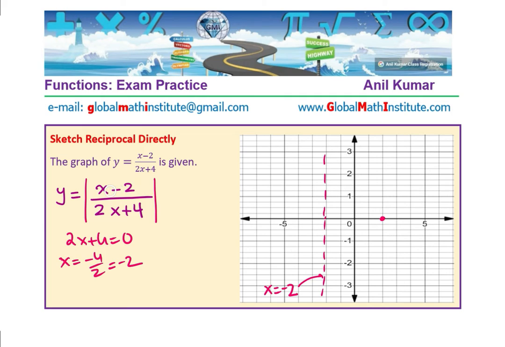Now, the y-intercept will be when x is 0. So when x is 0, the y-intercept is minus 2 by 4, which is equal to minus half. So minus half is right there, the y-intercept. The horizontal asymptote is at 1 over 2, right? Let's write down: horizontal asymptote is y equals half, correct? So that is the horizontal asymptote. So let's draw the horizontal asymptote.